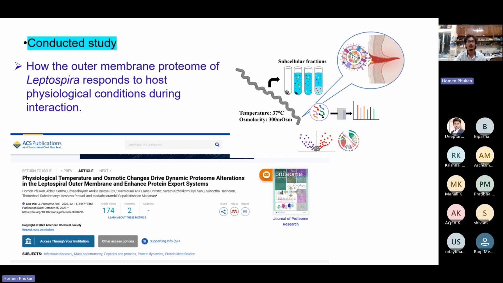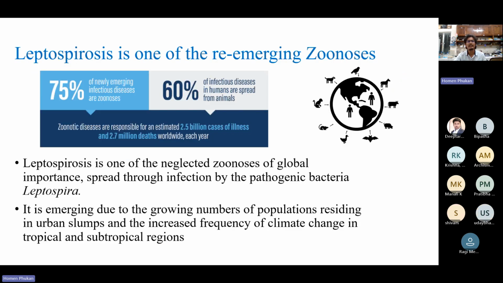We performed a study in Leptospira on how the outer membrane proteome of Leptospira responds to host physiological conditions during interactions. This work was recently published in Zephyr. Let me introduce leptospirosis. Leptospirosis is one of the re-emerging zoonotic diseases. It is spread through infection by pathogenic Leptospira, and it is emerging due to the growing number of people residing in urban slums, as well as the increasing frequency of climate change in tropical and subtropical regions.